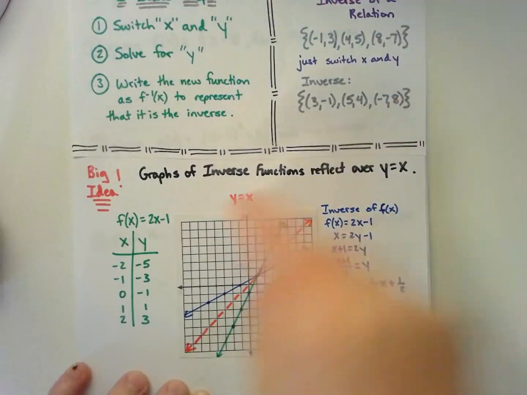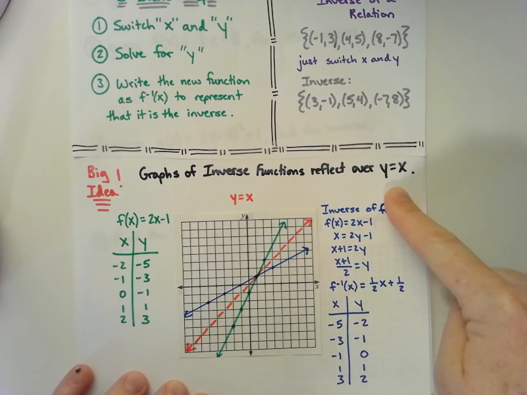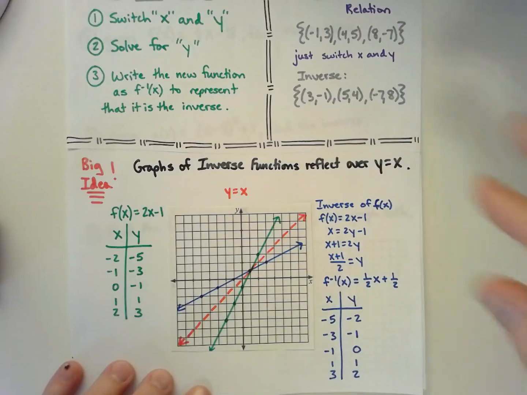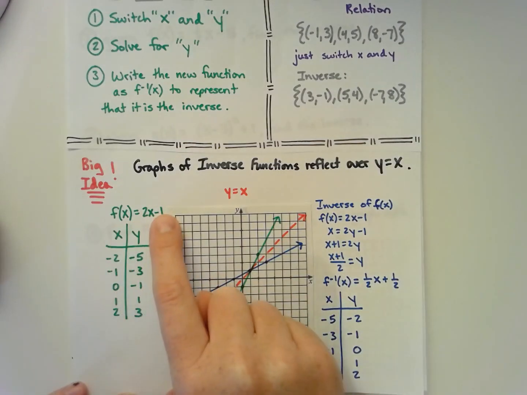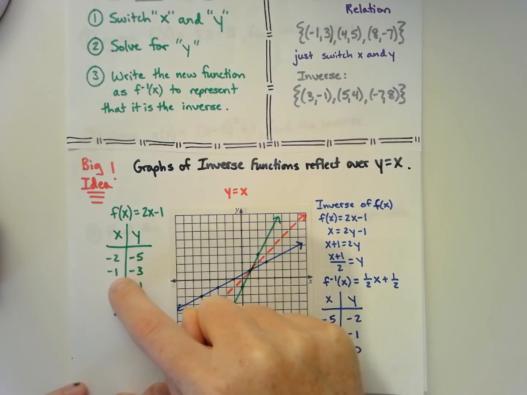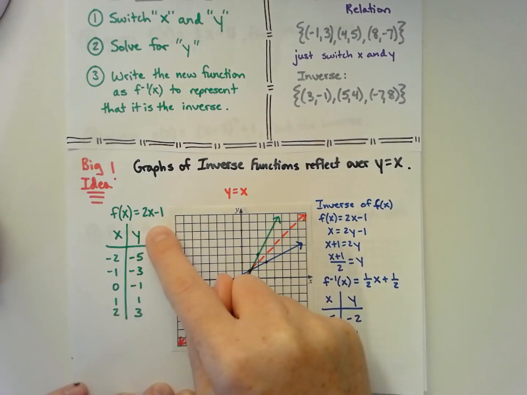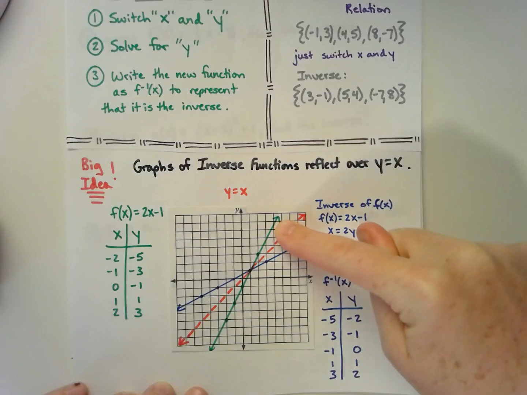And then another big idea is that graphs of inverse functions always reflect over the line y equals x. So I wrote out a nice simple example. If we're given the function f of x equals 2x minus 1, I made a table of values, so I just picked negative 2, negative 1, 0, 1, and 2, and plugged those in and got my y values over here, and I graphed it in green.